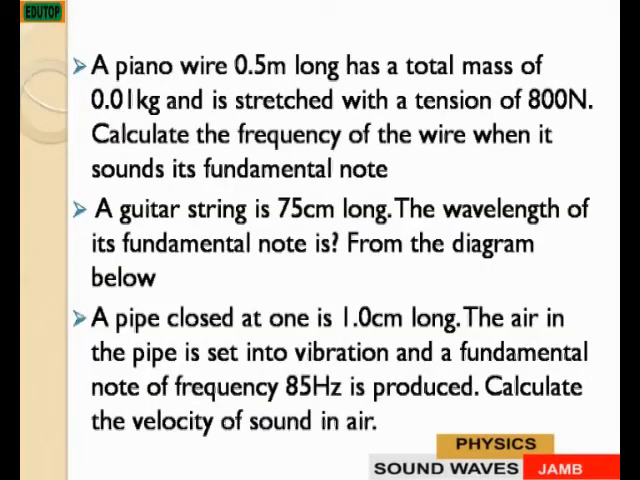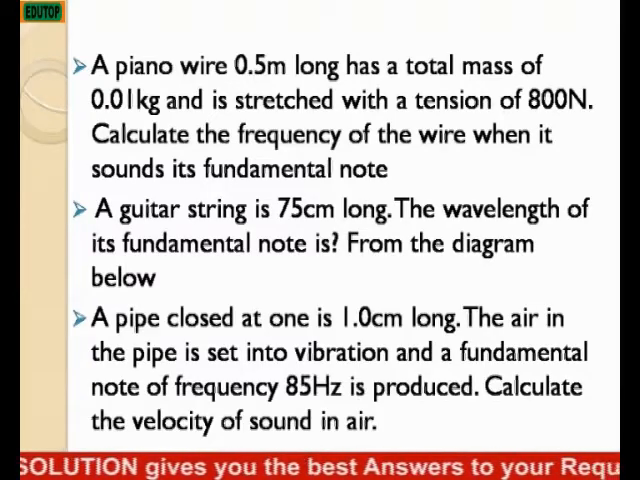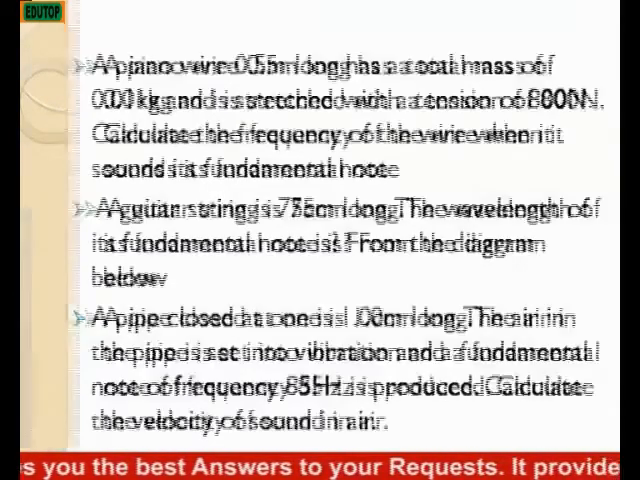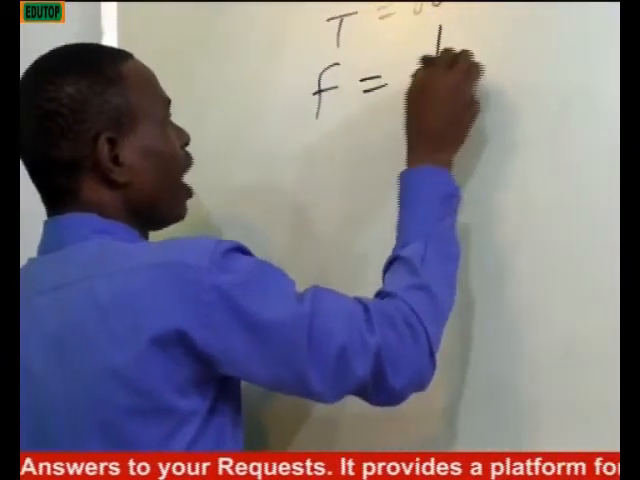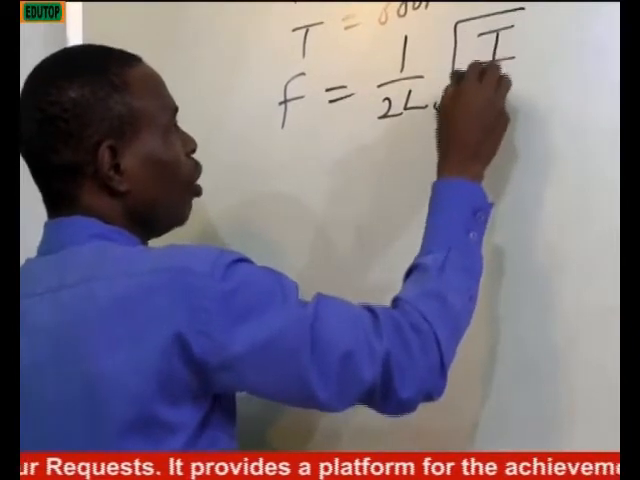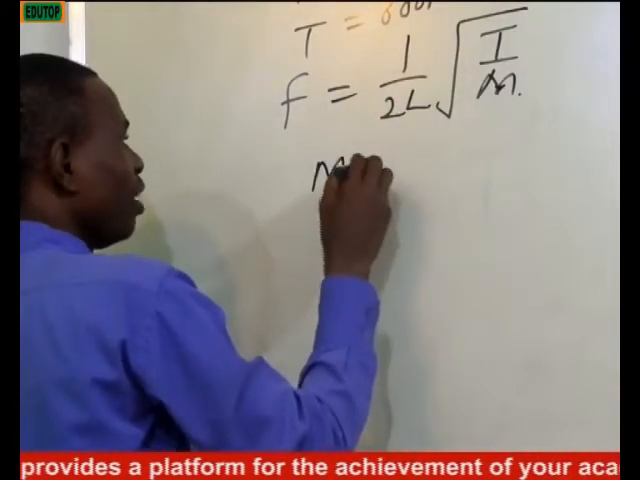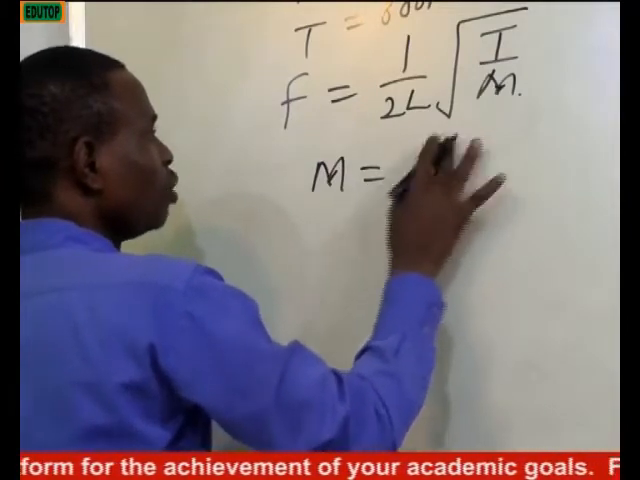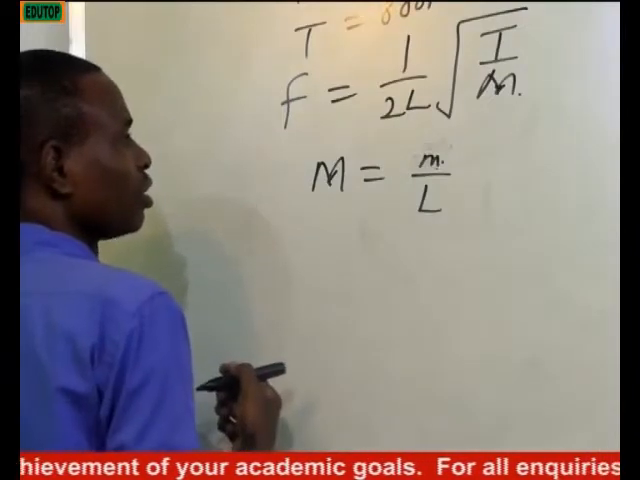Question number 2 says, a piano wire 4.5 meters long has a total mass of 0.01 kilogram and is stretched with a tension of 800 Newton. That's the tension in the wire. Calculate the frequency of the wire when it sounds its fundamental note. You remember that the fundamental frequency is 1 over 2L square root of T over m. That's the formula. What we have here is mass over length, small m, which is mass per unit length, and that's what we are given.